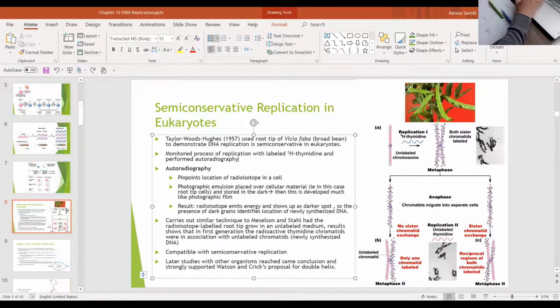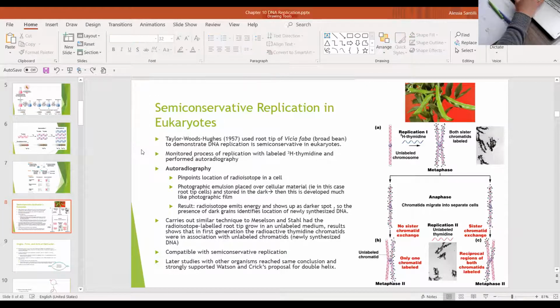autoradiography. Now, autoradiography helps pinpoint the locations of the radioisotope in the cell, so they could find where that 3H thymidine was. They could place photographic emulsions over the cellular material, and it could be developed into a photographic film. The radioisotope would emit energy and show up as darker spots compared to places like DNA that didn't have any radioisotope in them.